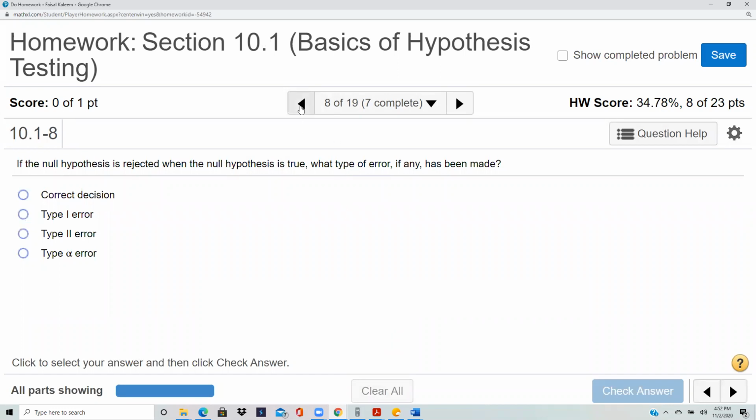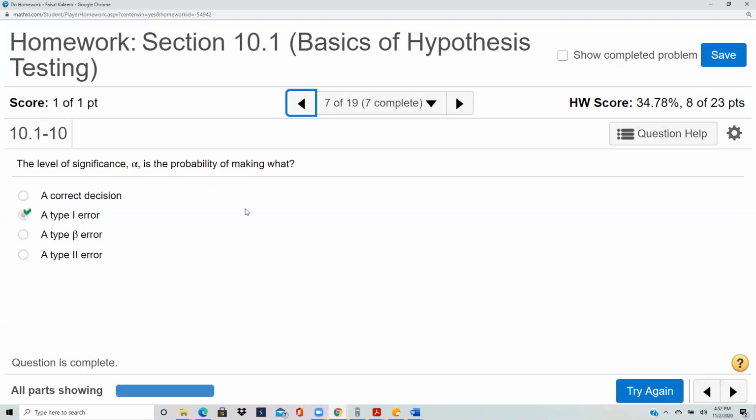And one memory aid is that alpha is the first letter of the Greek alphabet. Beta is the second letter. So alpha goes with the type 1 error. Beta goes with the type 2 error.